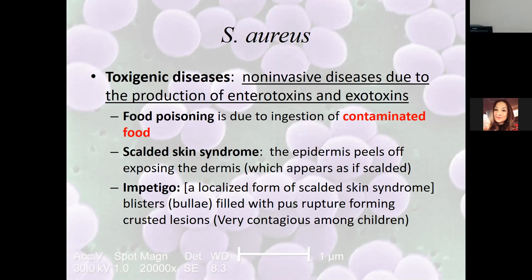Here's our impetigo for Heather. She wants to see impetigo. There it is. A localized form of scalded skin syndrome, a blister filled with pus, rupturing, makes kind of a crusty black look to it. Okay, so we see that there could be issues with that.